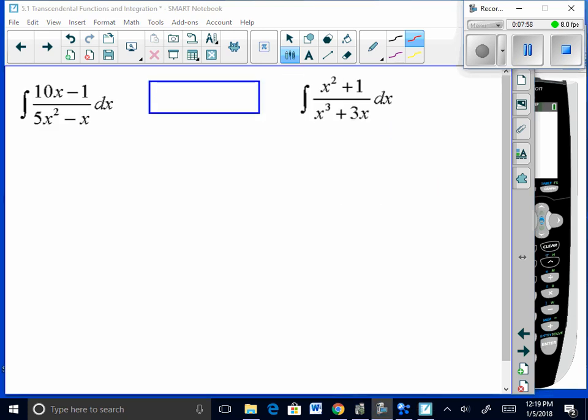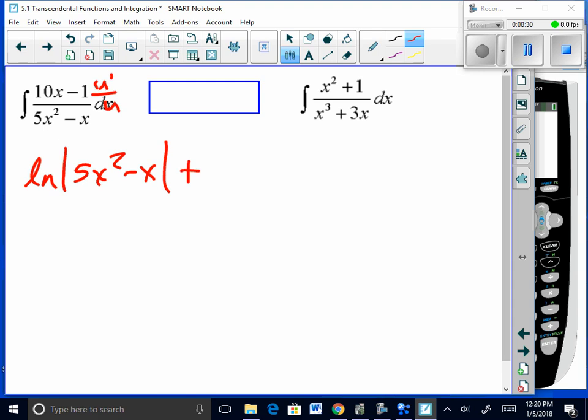Okay, so this 10x minus 1 over 5x squared minus x. Any ideas what that is? Exactly. This is already in the format u prime over u. If you did the derivative of 5x squared minus x, you would get the 10x minus 1. So since this is already a u prime over u, our answer is then just the natural log. Yep. And then plus, don't forget, add a constant labeled c.